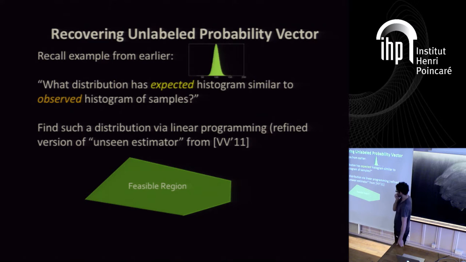So all we're going to do is make this rigorous. And it turns out that asking to find a distribution whose expected histogram is close to the observed one can be represented by a linear program. This was a more refined version of a linear program from some work we had a couple of years ago. Given this linear program, feasible points correspond to unlabeled vectors of probabilities. You just solve it; any feasible point will do.